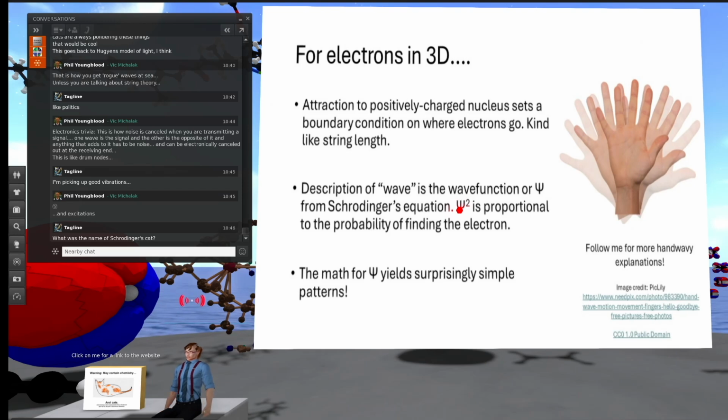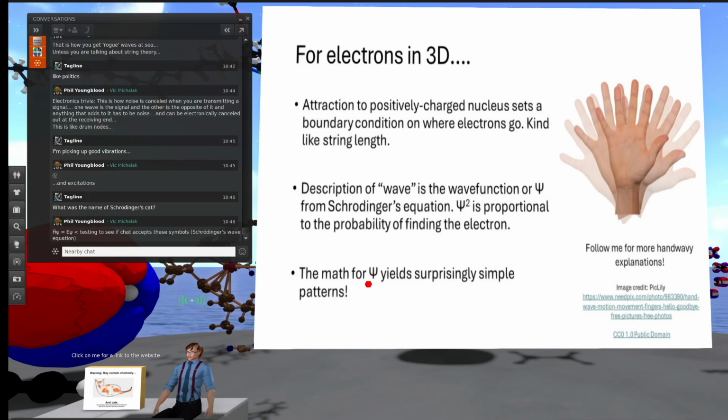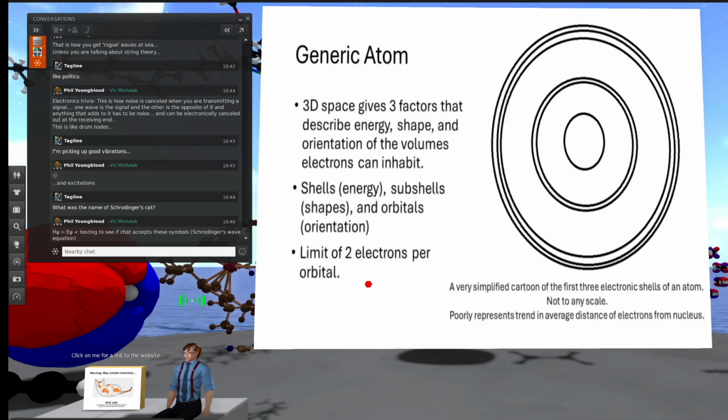But after you put them together, you have to square the whole thing, and then all of the regions are positive, and that number is related to where the electron actually is. Okay? The math for this size just leads to really surprisingly simple patterns. Okay, and I may be oversimplifying here.